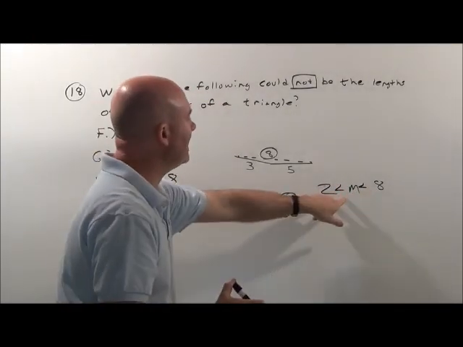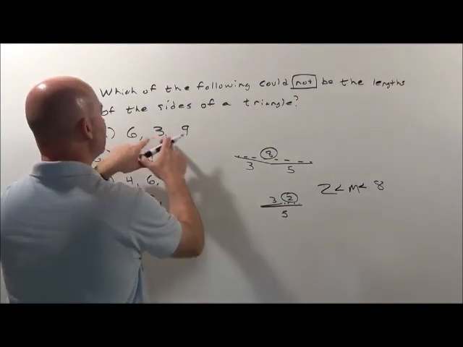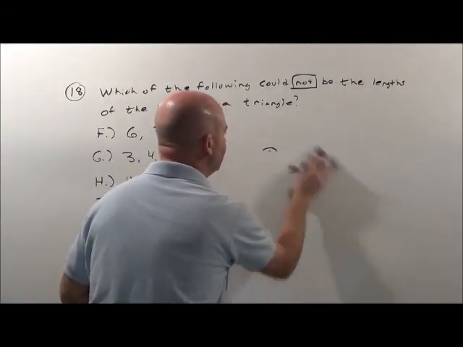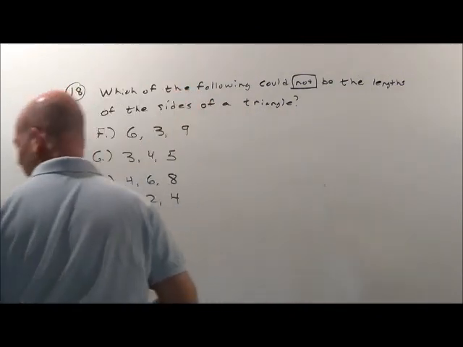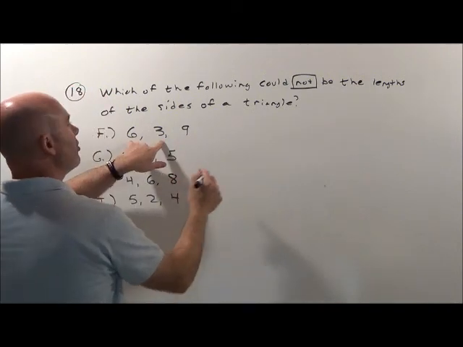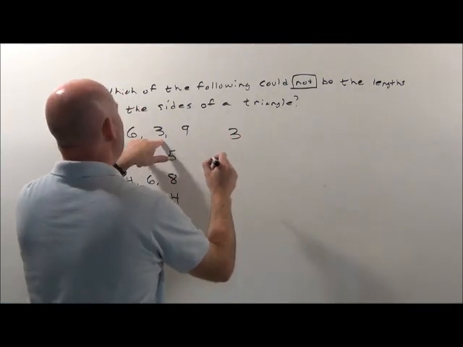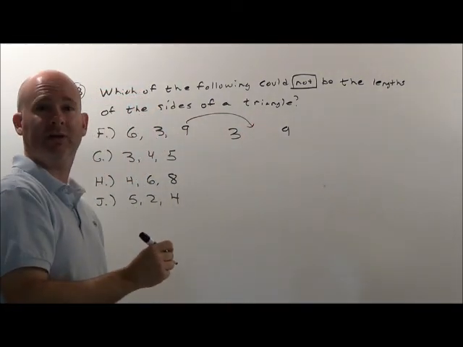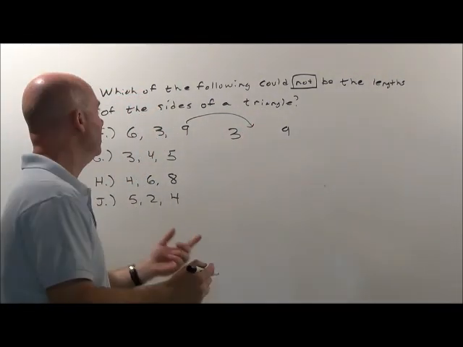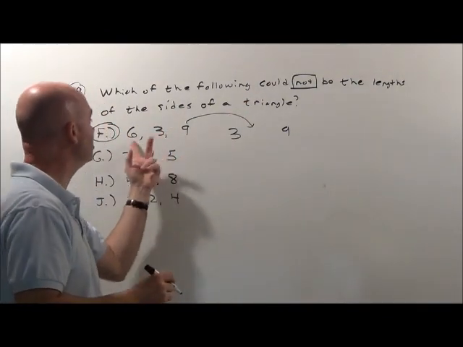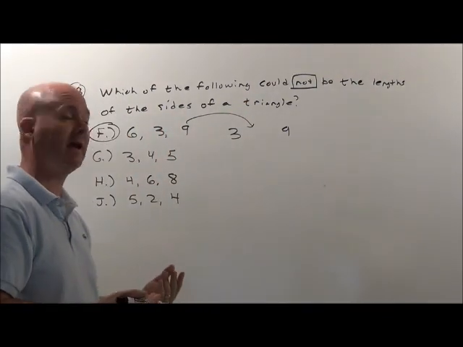So, if we use that thinking, we come to these problems here, 6, 3, and 9. And we quickly want to just simply say, hey, what would happen? Could that be a triangle? Well, if I subtract them, I get 3. If I add them, I get 9. Now, does 9 fit between 3 and 9? No. So right away, it's choice F. It could not be. Those could not be the lengths of a triangle.